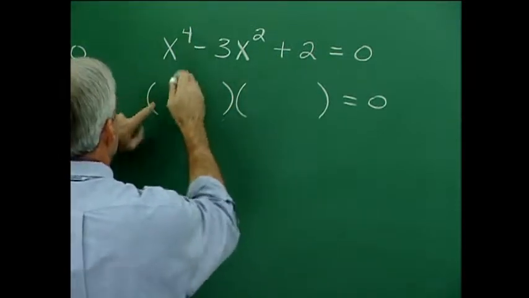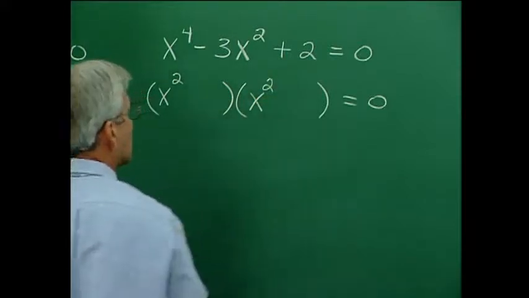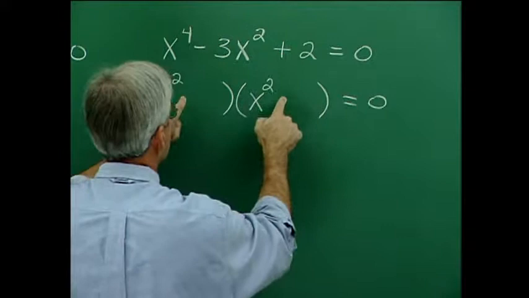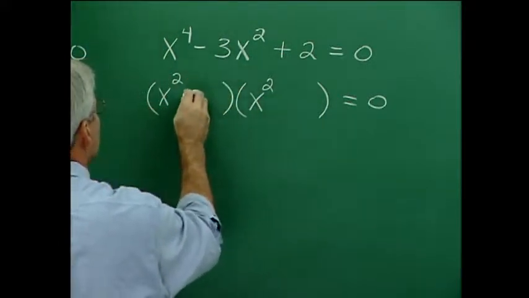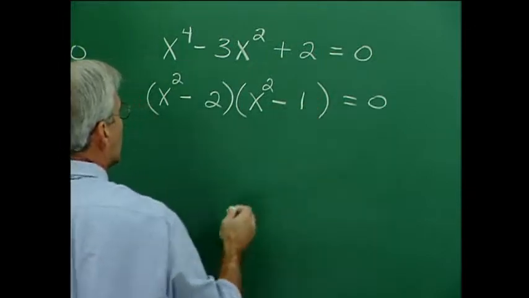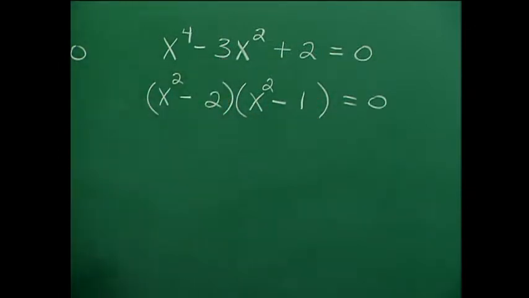What times what is x to the fourth? Well, probably x squared times x squared to give x to the fourth. Now look at the sign pattern. We have a plus sign here, so the signs are the same. This sign is negative, so it's minus minus. Factors of 2 are just 2 times 1. Let's verify the middle term. Minus 2x squared minus 1x squared would be minus 3x squared. So this is a correct factored form.